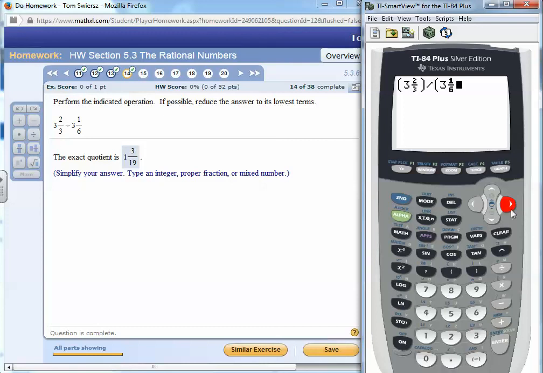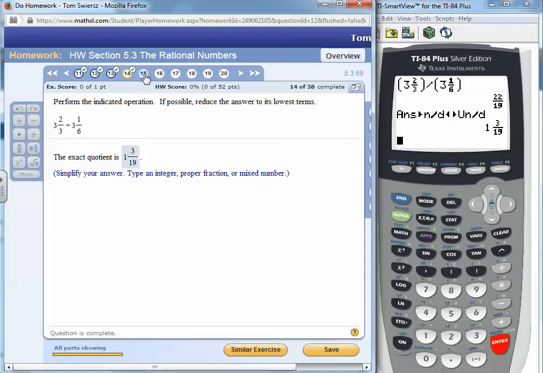Okay, get out of the denominator. Hit the right paren key. Hit enter. 22 over 19. And then you can do alpha F1 and go to number 3, which will change it to an improper fraction, or to a mixed number. So select that, hit enter a second time, and then there's our answer, 1 3/19.